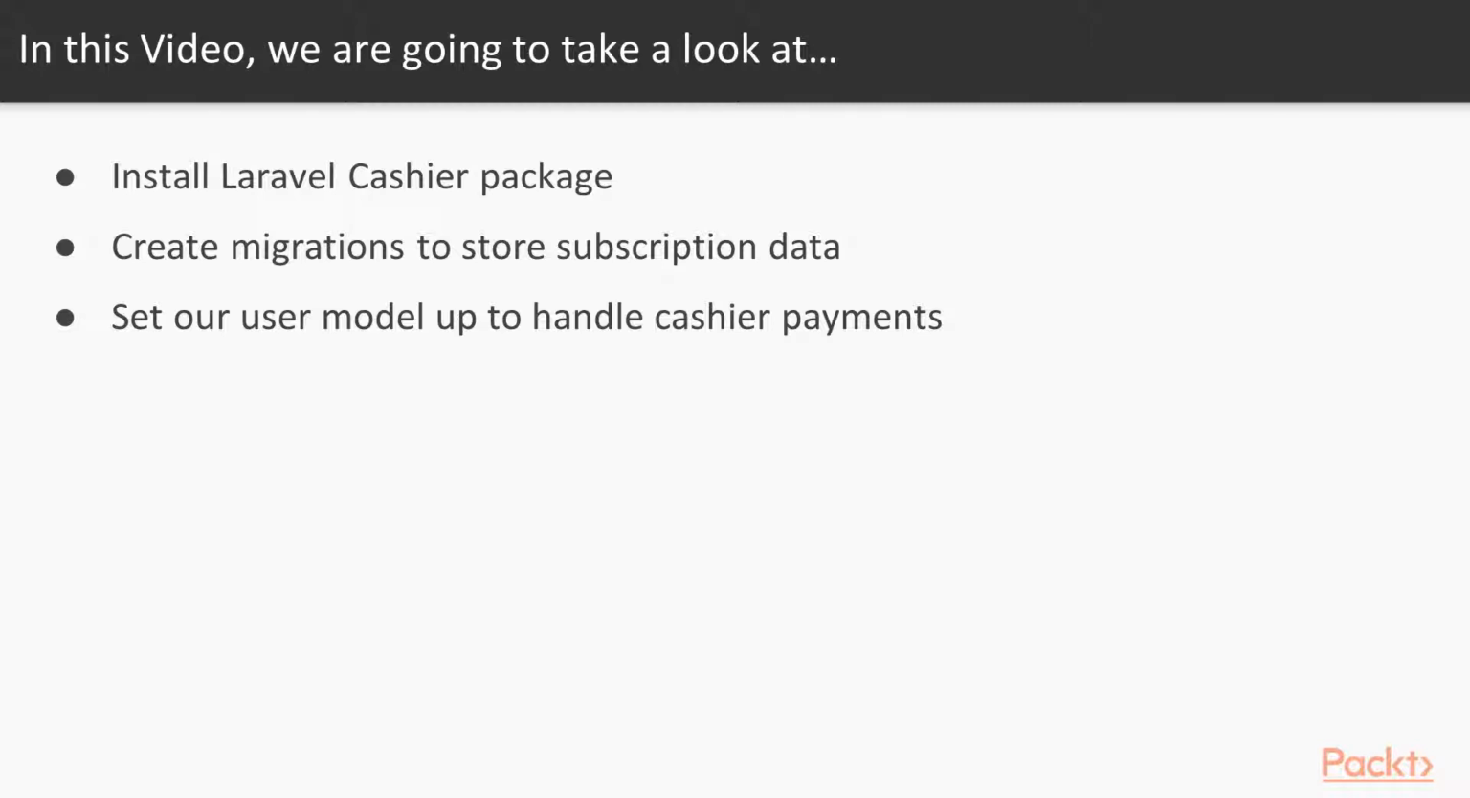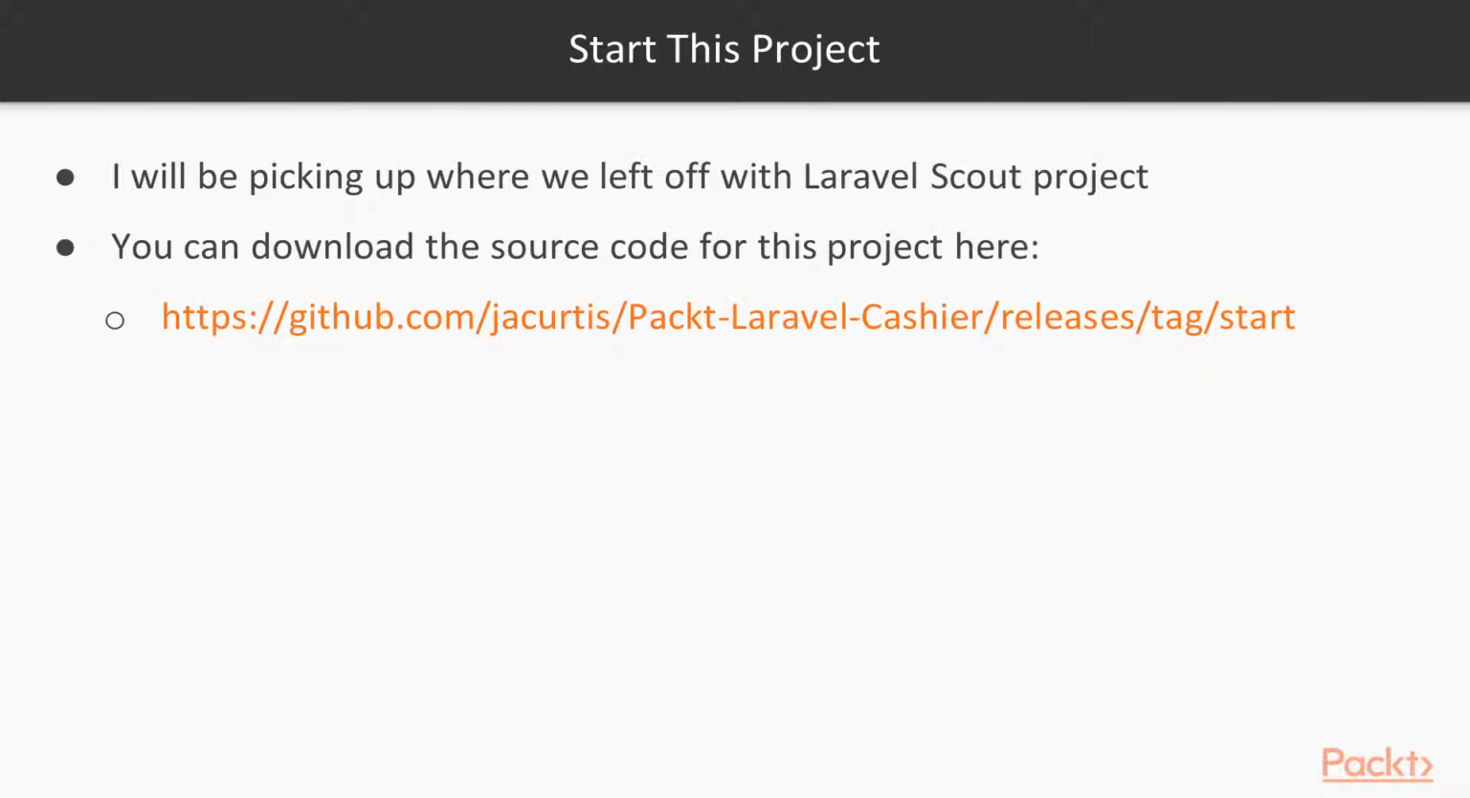And then we'll set up our user model to actually handle the Cashier payments, and that'll put us to a point where we're pretty good. We can go set up our Stripe account and then connect to our Stripe account and start making those payments. So let's go ahead and get started with the project.